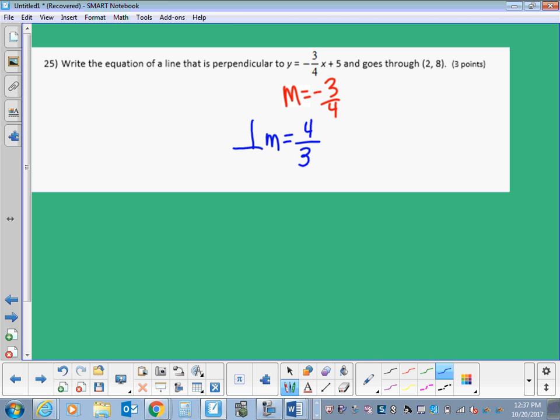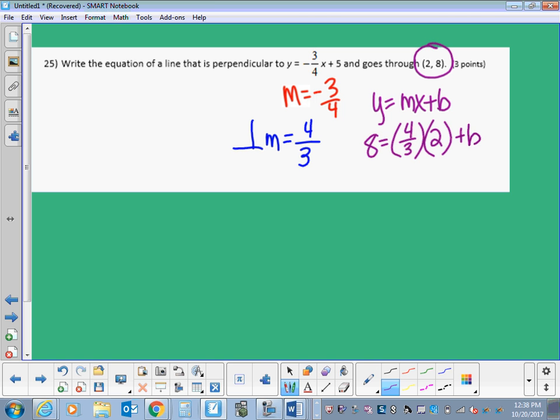All right, and so that's my new slope. It goes through this point. So I have y equals mx plus b. Your y is going to be 8 equals 4/3 times 2 plus b. What's 4/3 times 2? Guys, please pay attention. This test is hard. 8 over 3 plus b. How do I get b by itself?